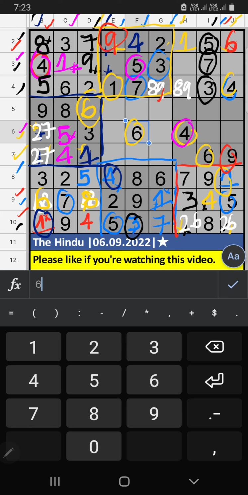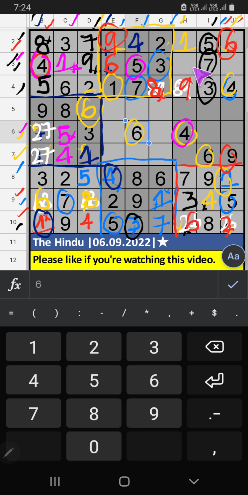2nd grade, we have 9. So 9 can't come in the cell, 9 is confirmed here. Then 8 is here. Then 2nd grade, only one number is remaining, 6. 6 is confirmed here. Column G, we have 6. So 6 can't come in the cell, 6 is confirmed here. Then 2 is here.